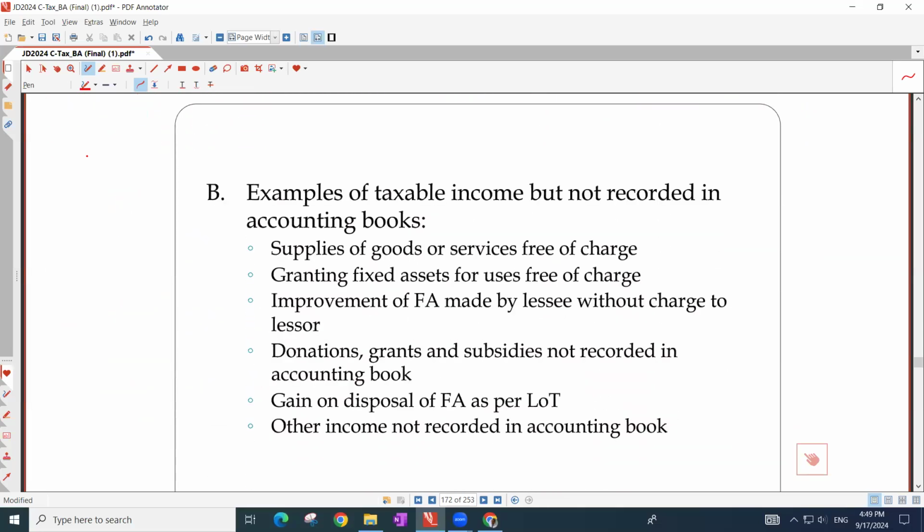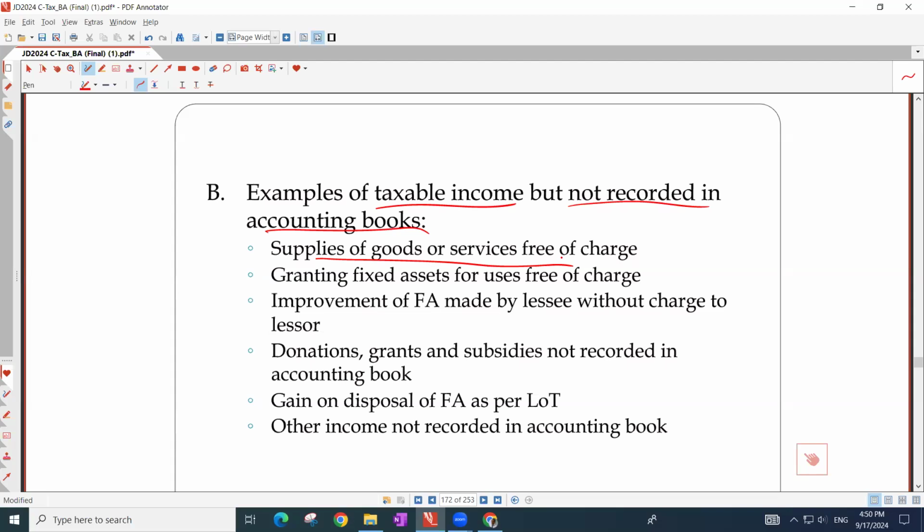You also need to add back. First of all, taxable incomes but not recorded in accounting books. You need to pay tax, but accounting does not allow you to record it in the profit and loss account. Let's say supply of goods or services free of charge. When you provide something to someone free of charge, you are not required to record income because there is no invoice issued. But from the tax perspective, nothing is free. You can offer it free, but you pay tax.